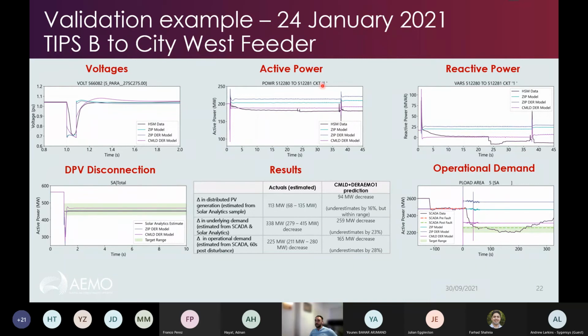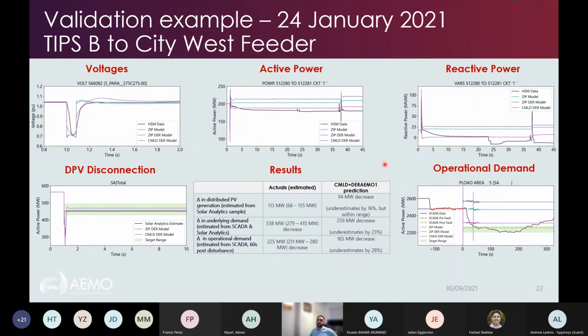From the active power along this feeder, so this is the TIPS B to City West feeder, which is Torrens Island and City West. You can't really see the dynamic response because the plot's 45 seconds long, but in terms of the active power, during that transient period, there's 2 faults here, 1, 2. During that transient period, the composite load model has a most comparable trajectory to the observed data, although it slightly underestimates peak flows during the fault.